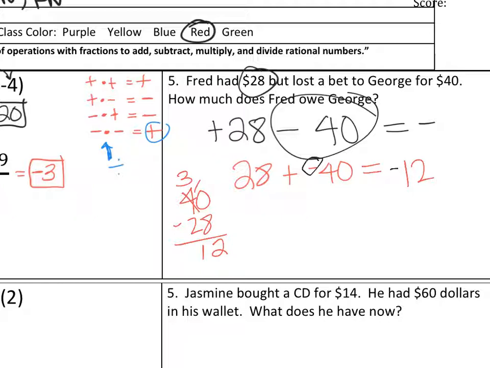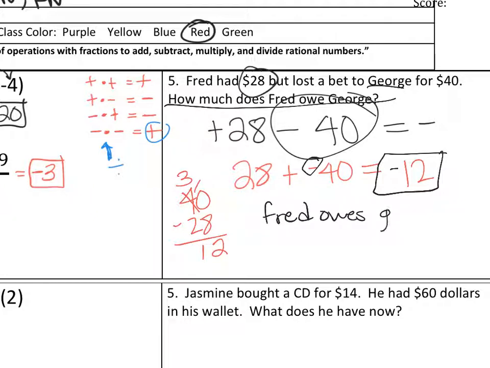And think about whether this makes sense. Fred only had $28, but he lost a bet for $40. So he doesn't have enough to pay off his loss. He still owes his friend George $12. That makes sense. Let's answer in a complete sentence. Fred owes George $12. Or you can say negative $12.